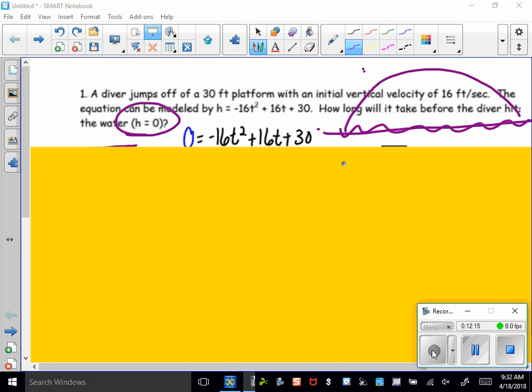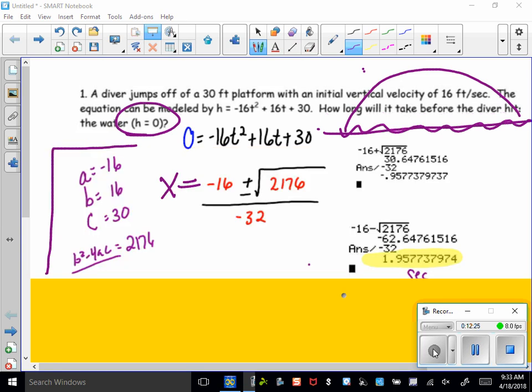So you're using b squared minus 4ac. Here's your a term, here's your b term, here's your c term. Find the discriminant. All right, so 2,176 is correct. This is what you should have. So now this is the discriminant over here. I put it off to the side. B squared minus 4ac comes out to be 2,176.